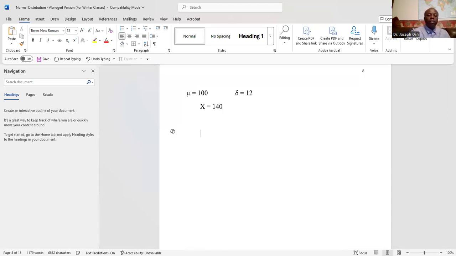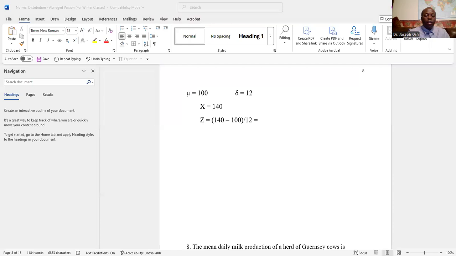So we have Z equals S, which is 140, minus mean of 100 divided by standard deviation of 12. Let me write this down. Z equals 140 minus 100 divided by 12. We can now go to our calculator and put this in.